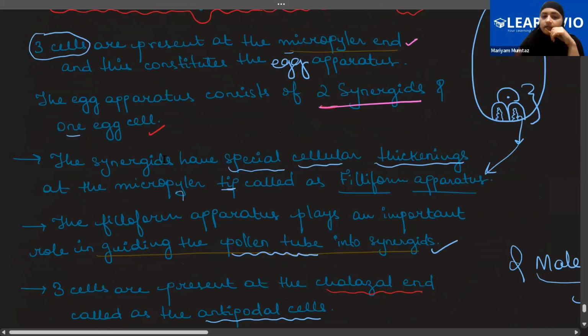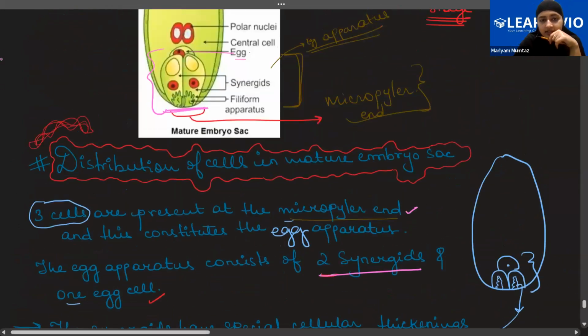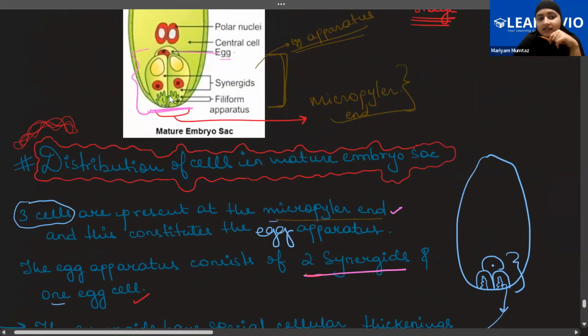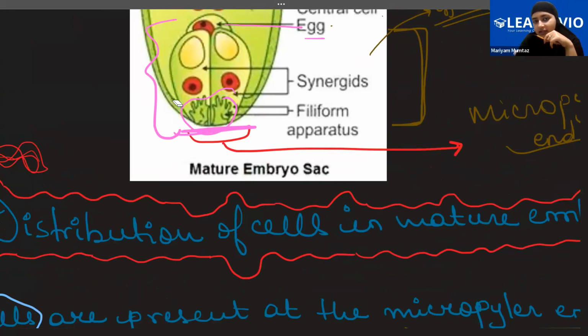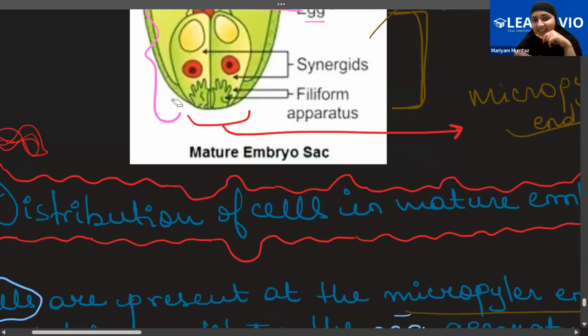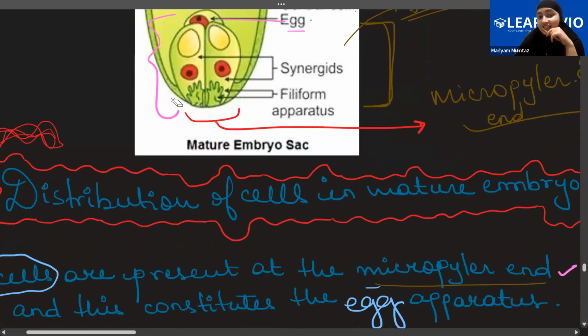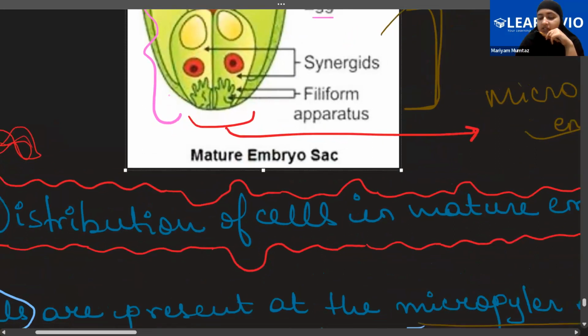A very unique feature of synergids is that they have special cellular thickenings at the micropylar tip, known as the filiform apparatus. Do you see this part that looks like lettuce? This is the filiform apparatus. Don't write lettuce, I'm just saying this so that you understand. This filiform apparatus is a very unique feature of the synergid.